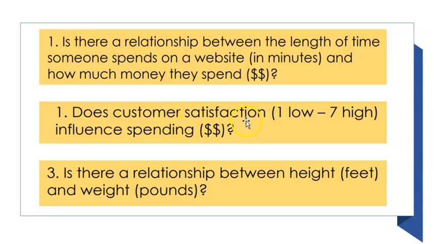Does customer satisfaction, 1 to 7, influence the spending? This is a Likert scale. A scale variable is also considered a continuous variable. So between the two continuous variables, you have the option of correlation or regression. However, when you say influence, that is almost a synonym of predict. So the satisfaction can predict the spending amount. In that case, this is the regression test.